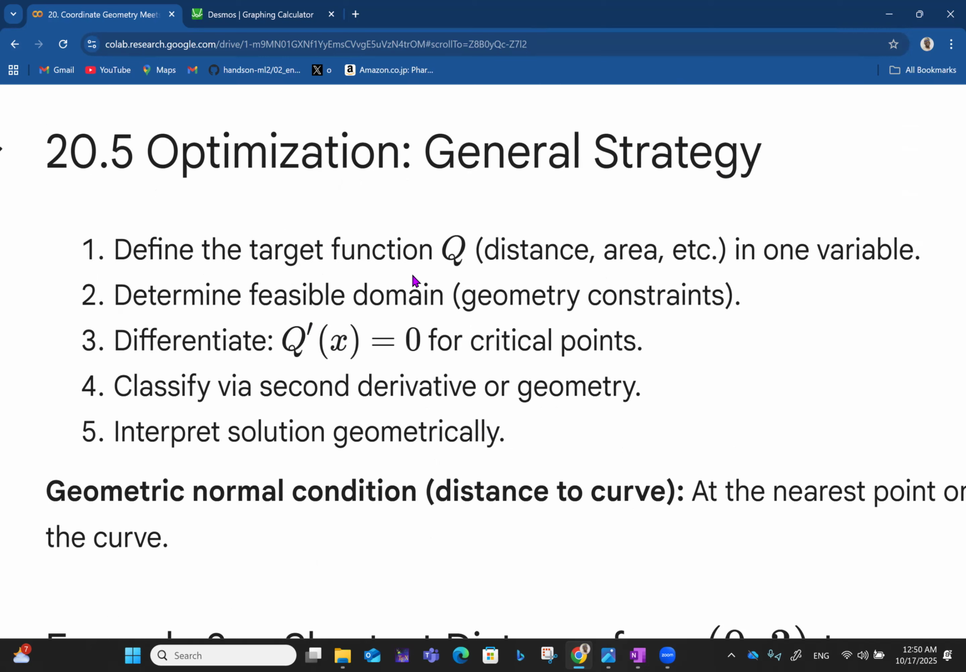So define the target function Q, whether it's a distance or area, etc., in one variable. Then determine the feasible domain, that's the geometric constraint. That will require differentiation. So you differentiate, that's Q prime of x, and equate it to 0 to get the critical points. Then you can classify these critical points via the second derivative, then interpret the solution geometrically. To get a clearer picture of this, you can check applications of differentiation in my basic calculus playlist.